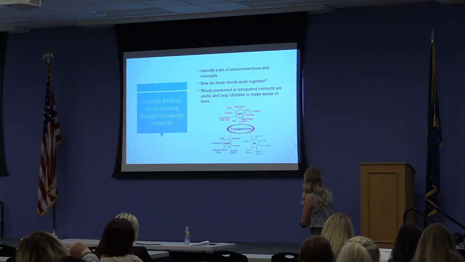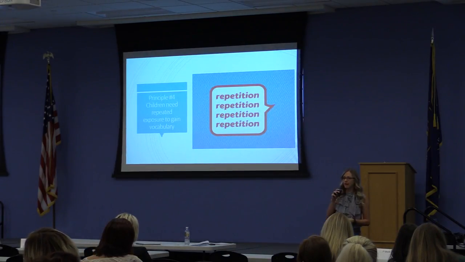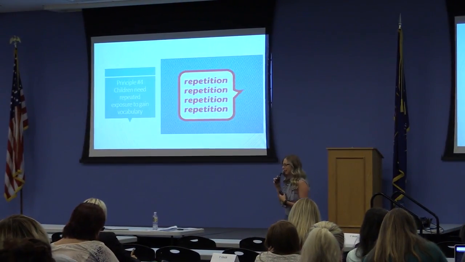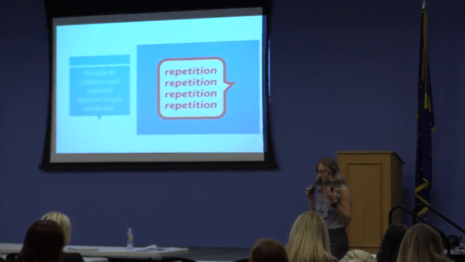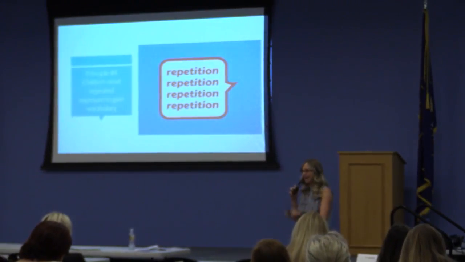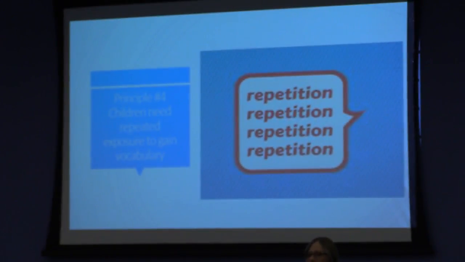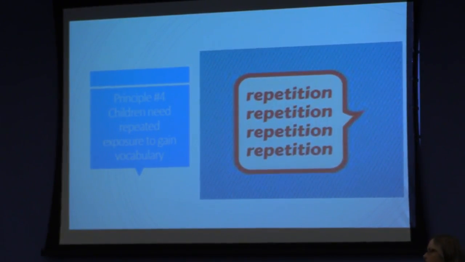So thinking about that, principle number four is children need repeated exposure to gain the knowledge, right? Just like I was saying, it takes me several times. I was actually telling Jen the other day that there's this one word that is in every article I have to read for school, and every time I have to look it up. So clearly I haven't had enough repetition to really have that word down, and at this point I feel like I should have. Some kids can learn a new word in three or four repetitions, okay? But it's very few. Most of them, it's going to be more like 24.